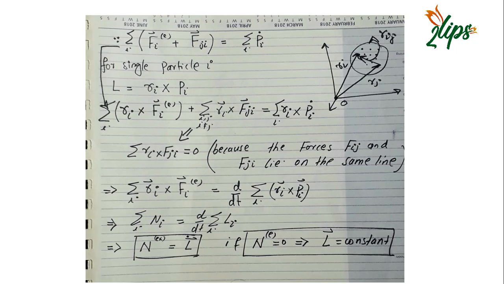Now you can see in the diagram that the force which the ith particle exerts on the jth particle is directed along the line Rij, and similarly the jth particle's force will be directed along the same line. So if we expand this, this term will vanish, and we are left with only these two terms.